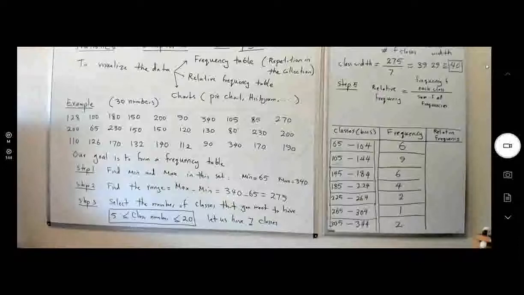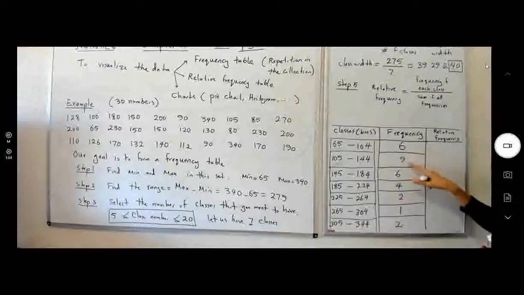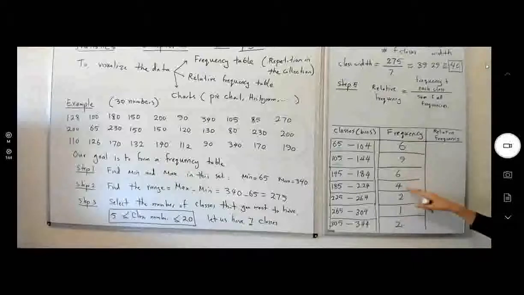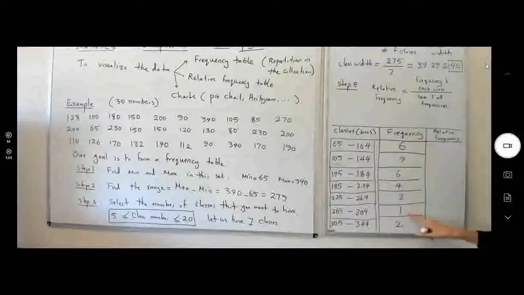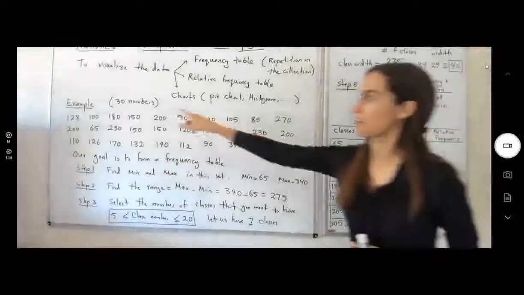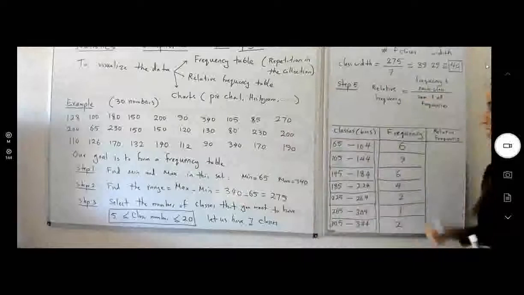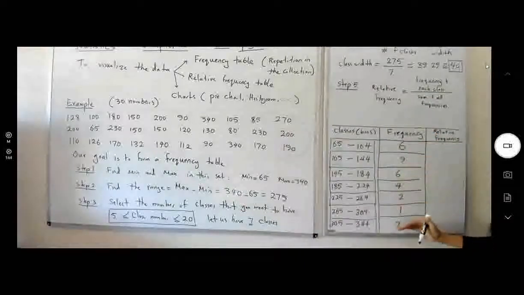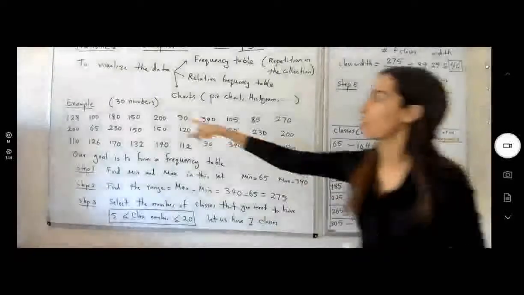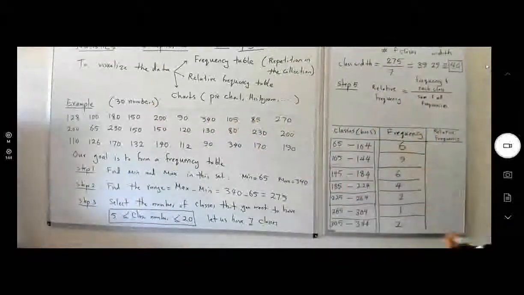Very well. So what's the sum of all these frequencies? 6 plus 9, 15. 15 plus 6, 21. 21 plus 4, 25. 27, 28, 30. Where did we see 30? 30 numbers in our collection. So the sum of all frequencies, the total number of values in your collection, 30 numbers, must be equal to the sum of all frequencies.